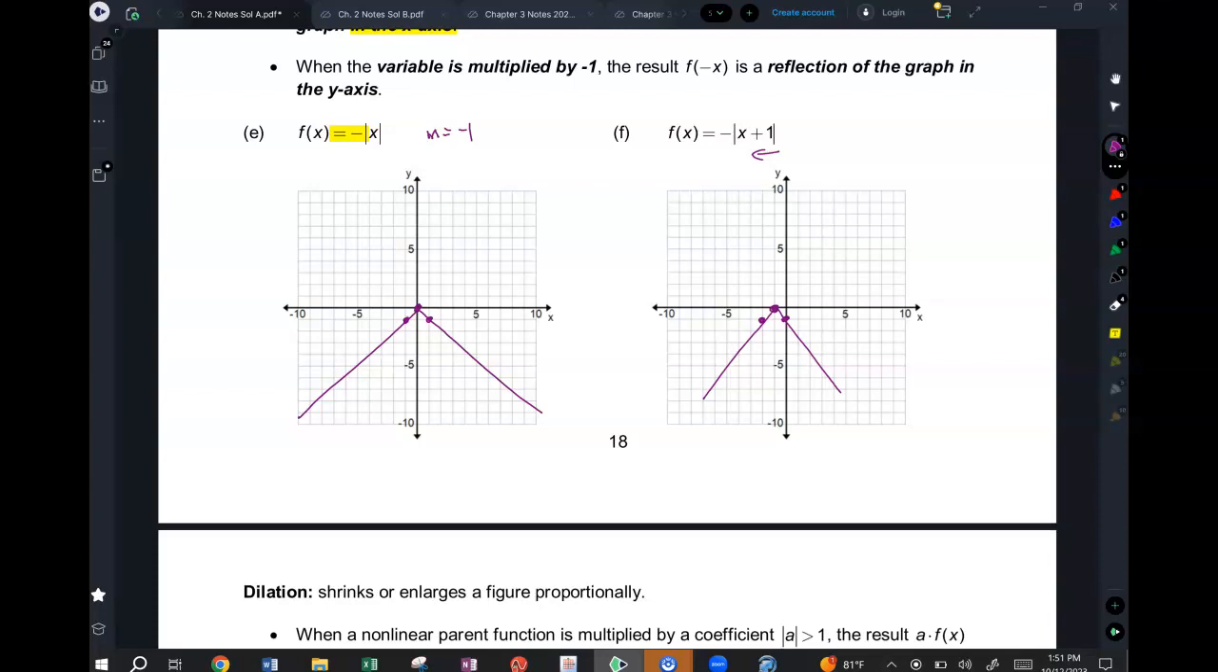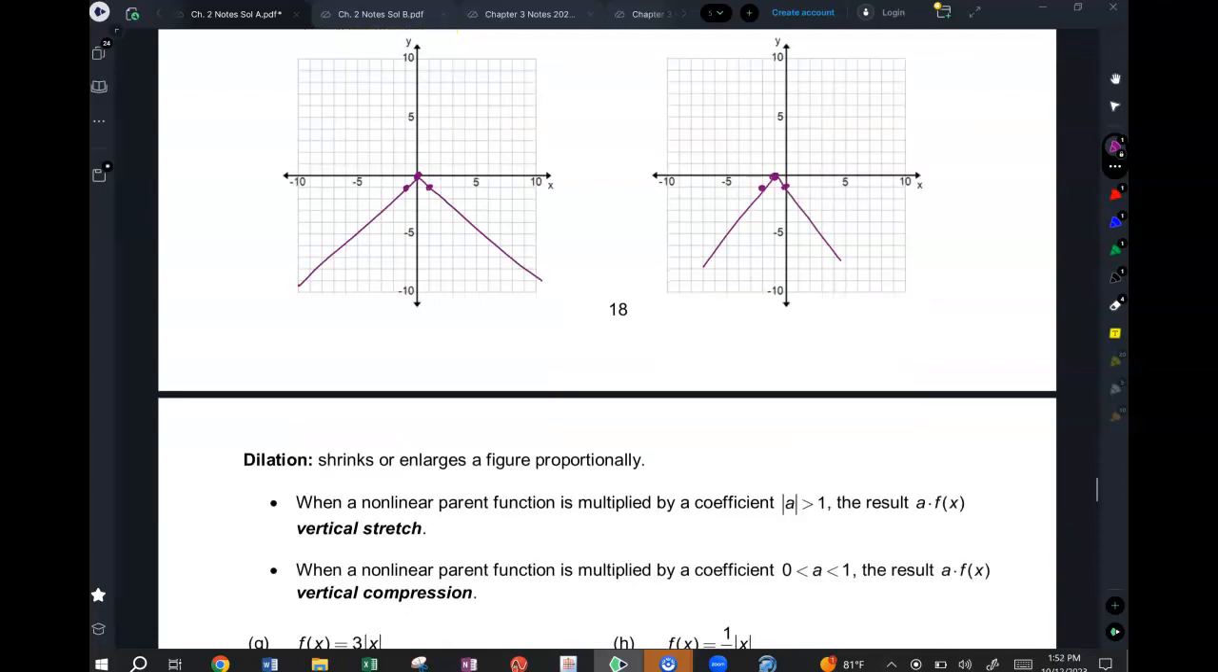I'm confused. Can you explain that one again? This plus 1 moves the graph to the left 1. But there is a negative in front. That's the slope, negative 1. So I go down and over, and then like, symmetrically.